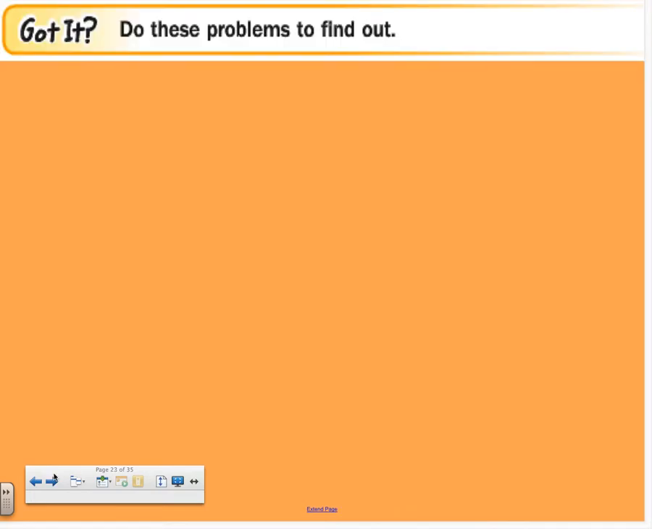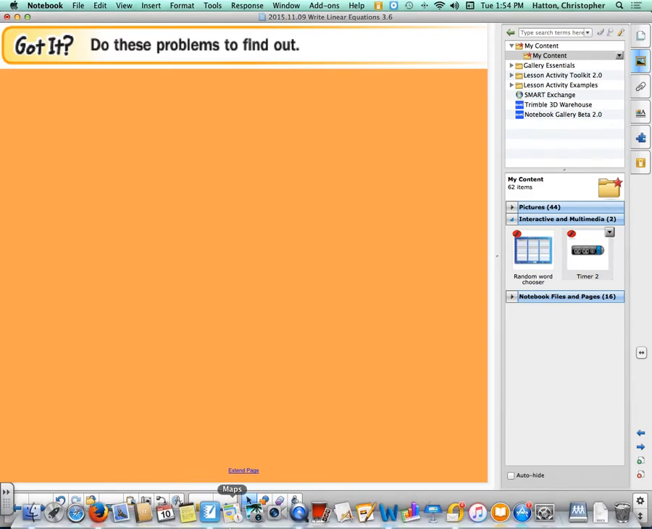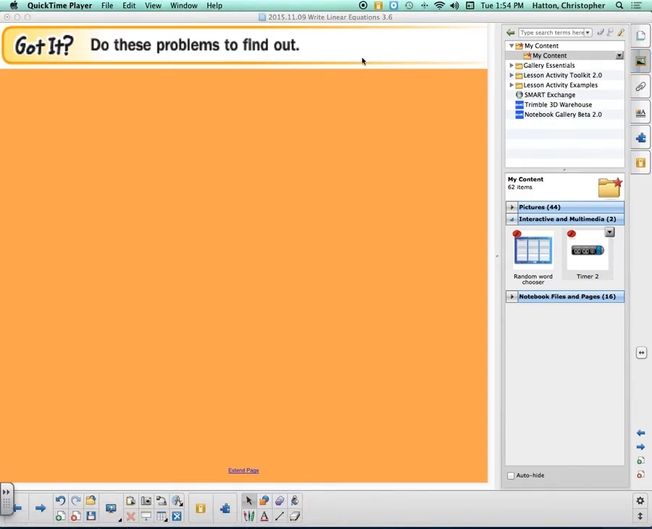Okay, so I know that I said I don't really like point slope form all that much, but go ahead and try writing some equations in point slope form. Try the Got It's at the bottom of the page.